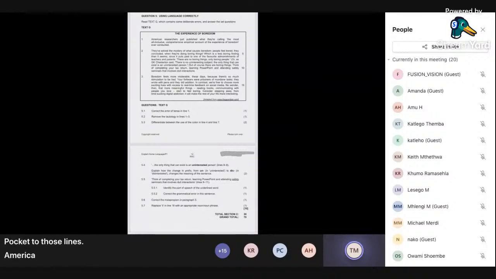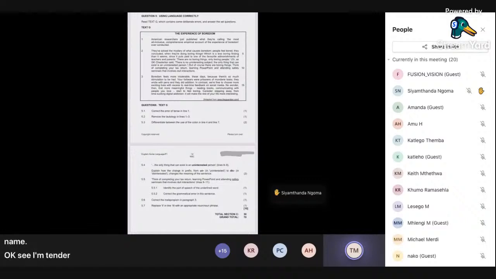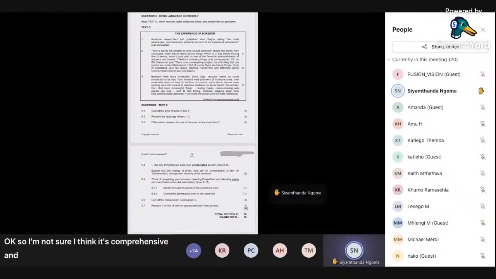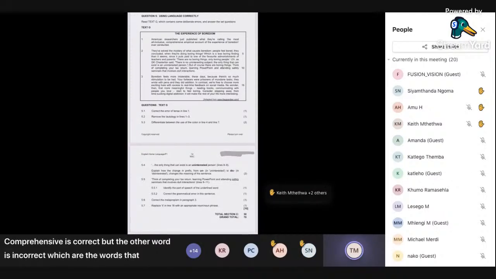American researchers just published what they are calling the most all-inclusive, comprehensive empirical account of the experience of boredom. So there are particular words which are repeated, which mean the same thing. So what are these words? Let's first identify the words and then we decide which one to remove. I think I'm just going to start calling people by name. Okay, Siamthanda. Okay, so I'm not sure. I think it's comprehensive and empirical. Mm-mm. Comprehensive is correct, but the other word is incorrect. Which other word means the same thing as comprehensive? All-inclusive.